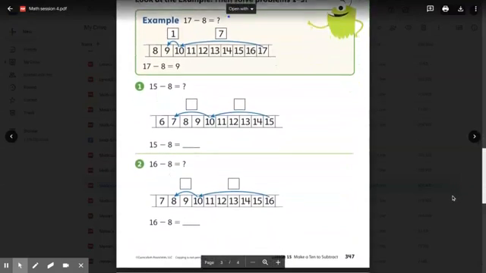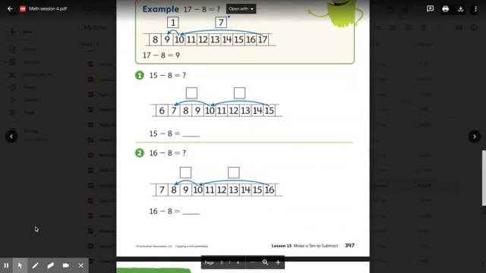All right, so here's our practice paper. 15 minus 8, 15 to 10 is 5. So we're taking 5 out of 15. That leaves us 3. 15 minus 5 is 10. And we still have 3 more to go. 1, 2, 3. And our answer is 7.